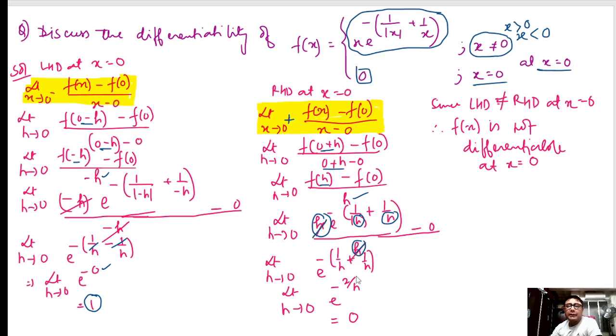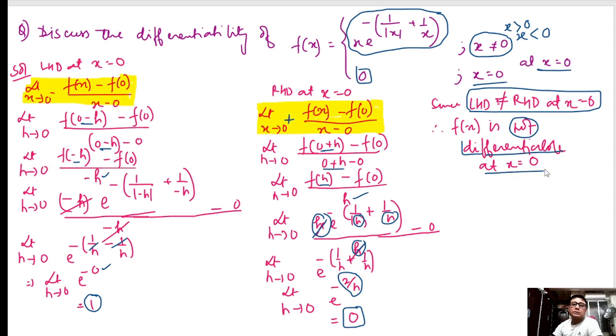So e to the power minus 2 by h, and if I put 0, so 2 by 0 is infinity, e to the power minus infinity is 0. Anything to the power infinity is 0. So I see that the left hand derivative and the right hand derivative are not actually equal. So it is not differentiable. It is not differentiable at x equal to 0. Clear?